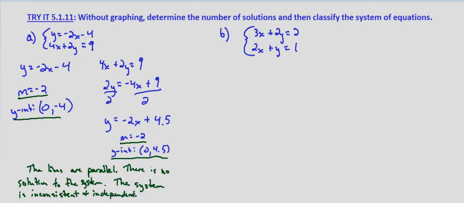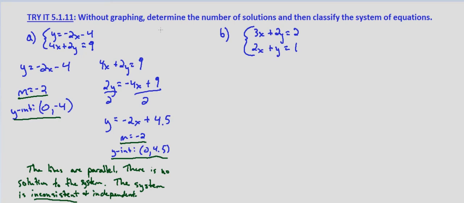And remember, all that means is that since they're parallel, if we look at a consistent system, it's a system of equations that has at least one solution. Well, this doesn't have at least one solution because the lines are parallel, so that's what makes it inconsistent. It's also considered independent, because one doesn't depend on the other. The only time we end up with a dependent system of equations is when each equation represents the same line.